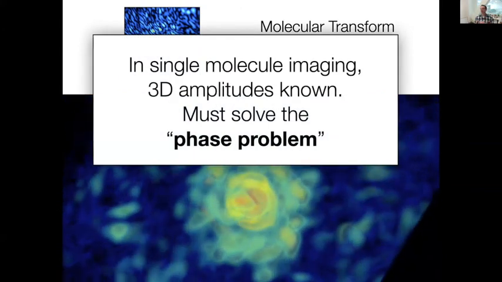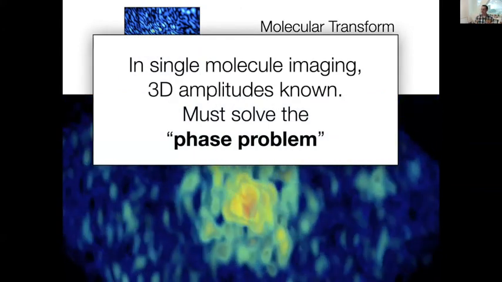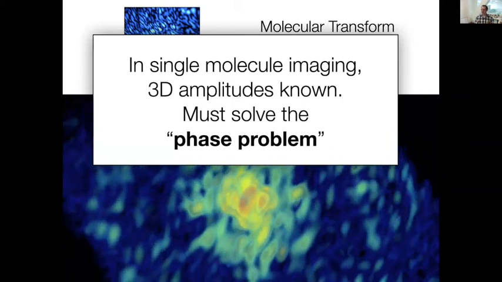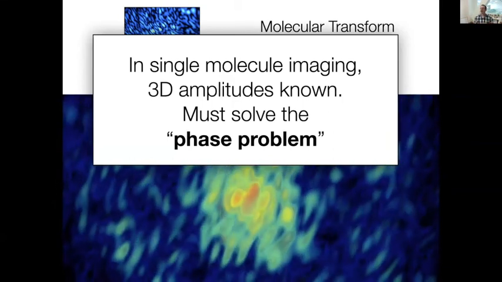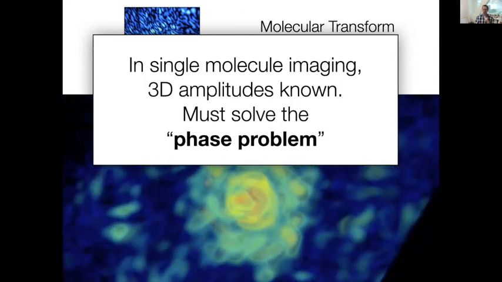You have to solve what's called the phase problem, right? You can measure the intensities, which tells you information about 3D amplitudes, but it doesn't give you any information about the phases. So you have to solve the phase problem.